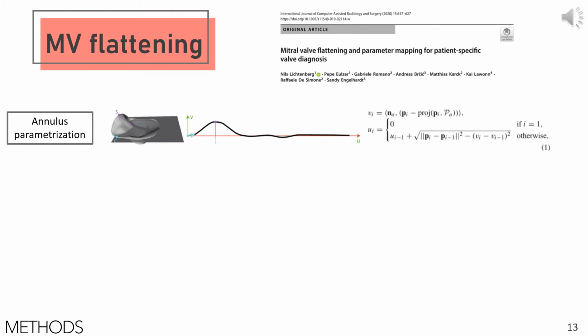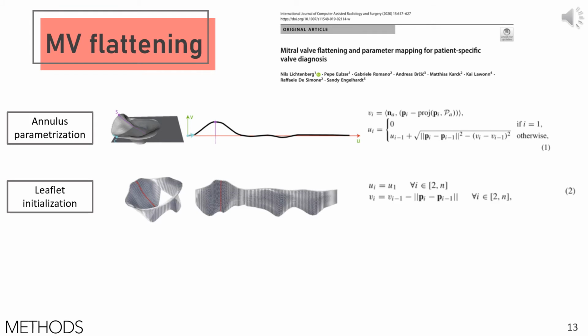The first step of the flattening is the annulus parametrization. In this step, a plane is built to then map the height of the annulus in 2D. The plane goes through the commissure point of the annulus and the very center of the posterior annulus. All the points that fall within the plane will have a value v equal to 0. Then, the annulus is plotted in 2D, taking into account the distance between it and the plane.